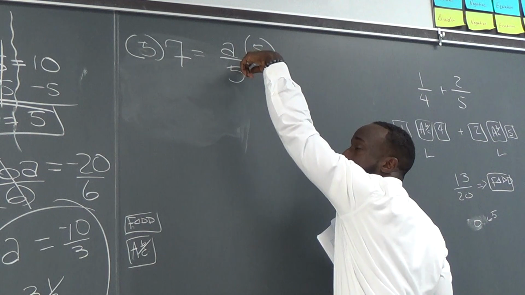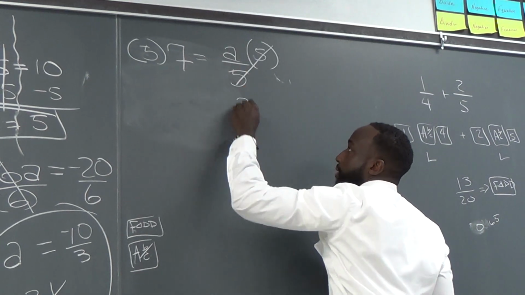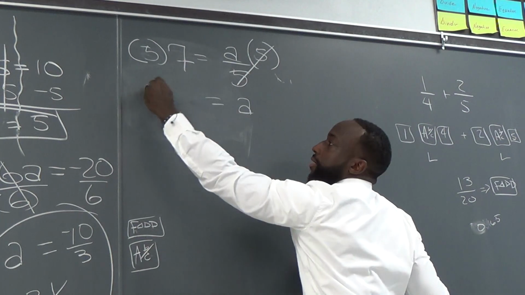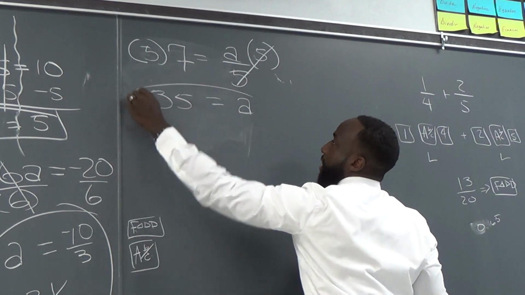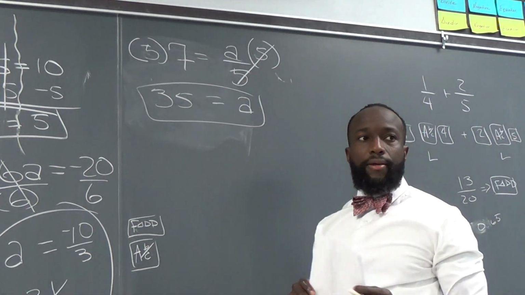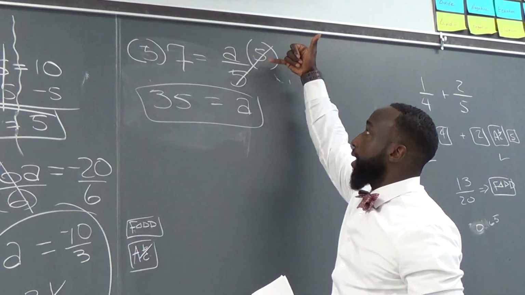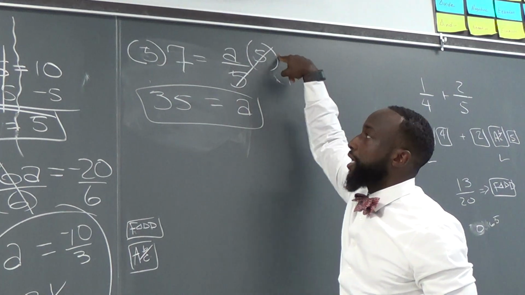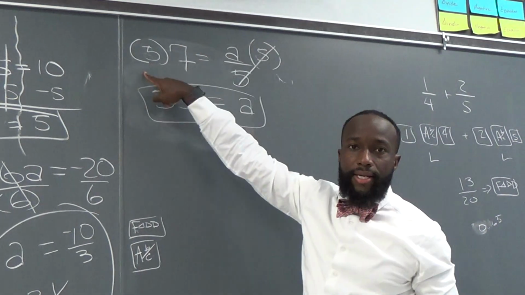Therefore, you have here 5 over 5, which is 1. So you have a equals 5 times 7, which is? 35. a equals 35. Okay? Again, the opposite of division is multiplication, and then you multiply to both sides.